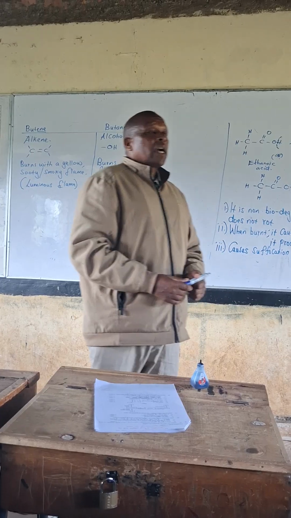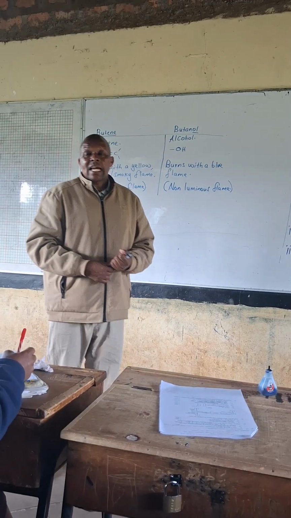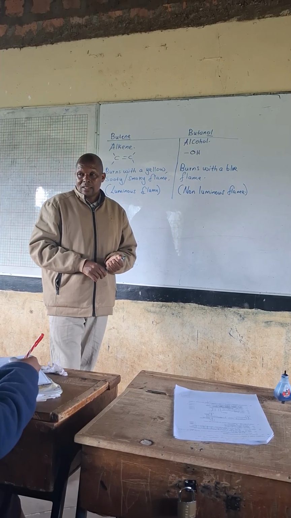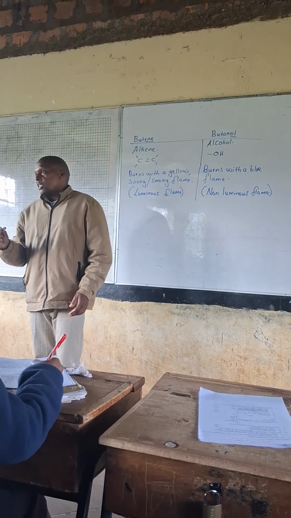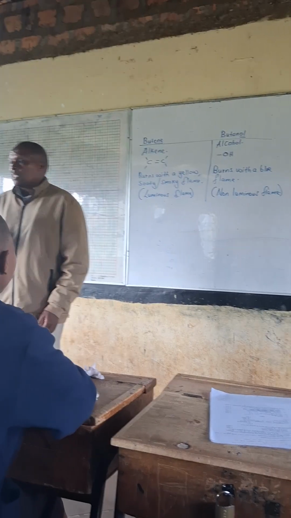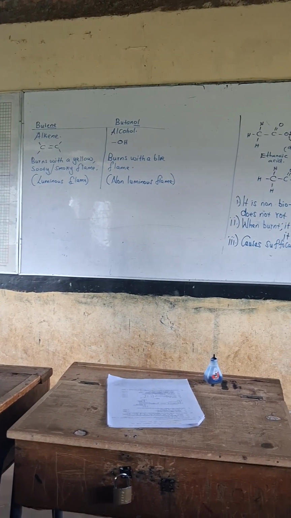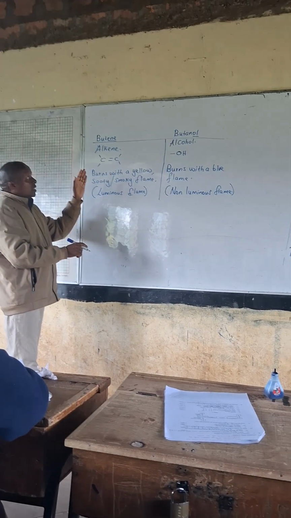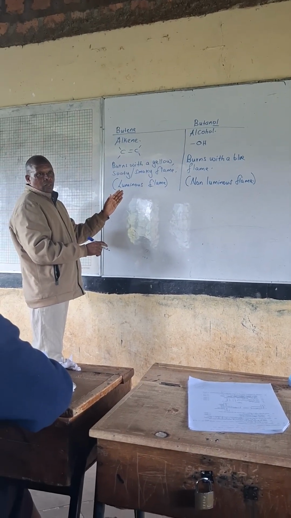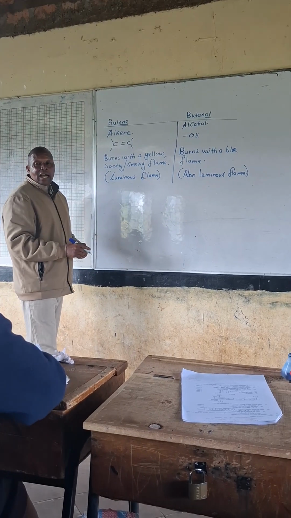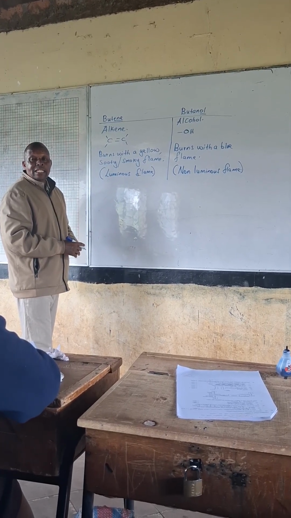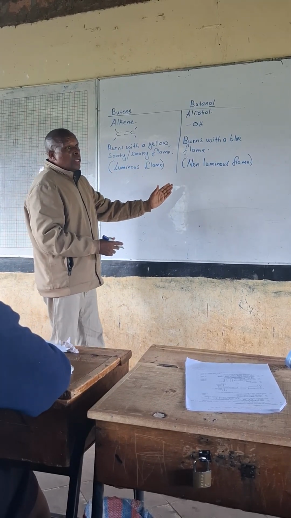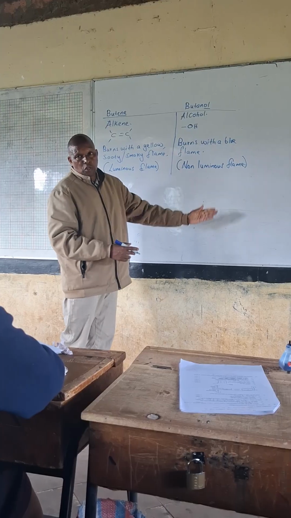Secondly, we can use orange acidified potassium dichromate(VI). Now, what happens when we use it on butene? The orange color will persist on butene. But the orange color will change to green in butanol.